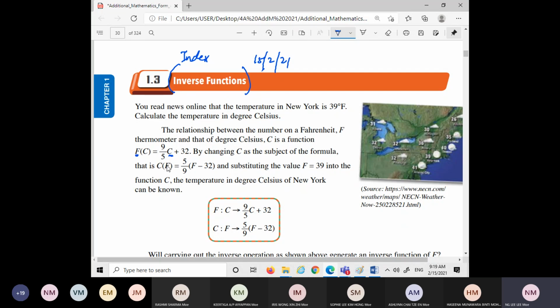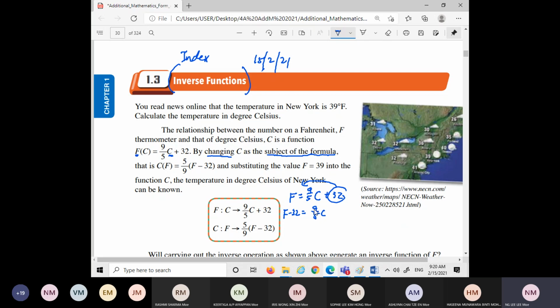Actually, very simple. We just change the subject. This one you have learned during your lower form. So how do you change the subject? If I write F is equal to 9/5 C plus 32, and now you want the subject to become C, you let the C stay here and move the 32 to this side, so plus 32 becomes minus 32. That is the first step.